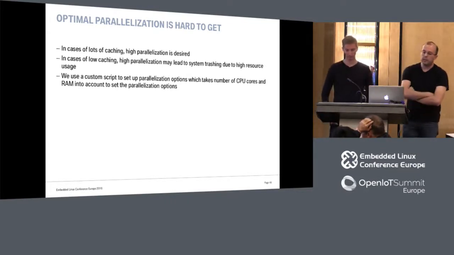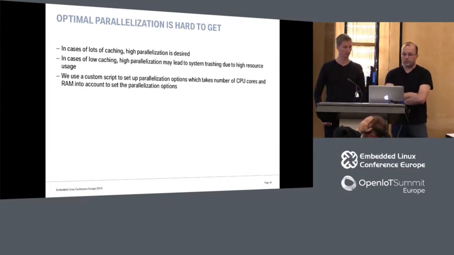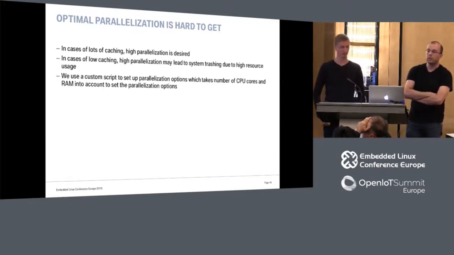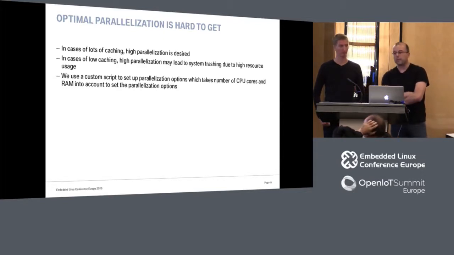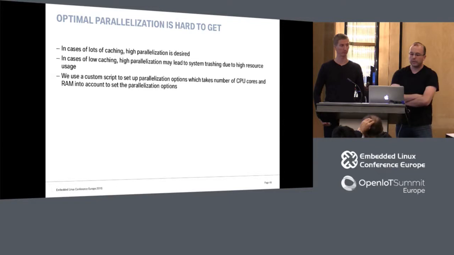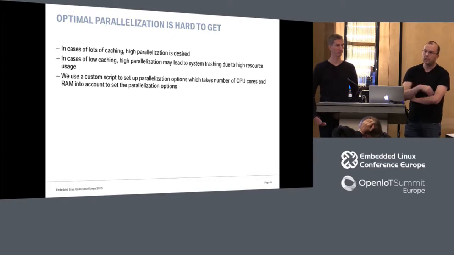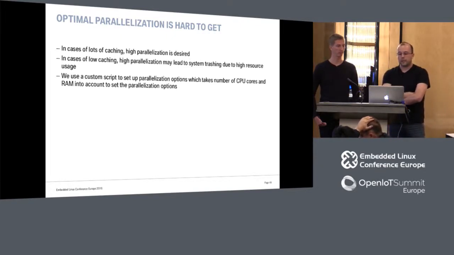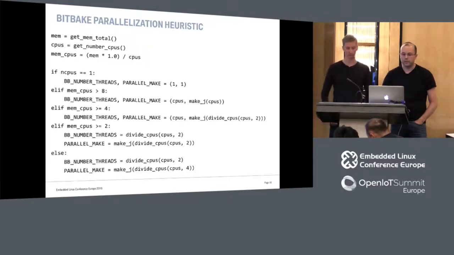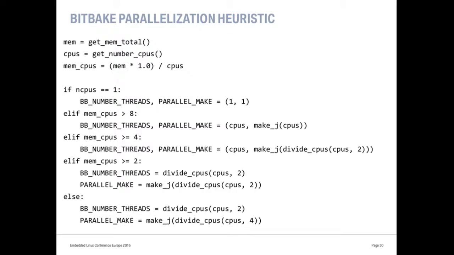And as I mentioned before, optimal parallelization is very hard to get. For example, what we build depends on what's cached. When we have lots of caching, high parallelization is desired. When we have low caching, so we have a lot of compilation, less parallelization is desirable. So what we've done, as we mentioned before, is use a custom script that, instead of using just the number of CPU cores as input, also takes the available memory as input. Here's the basic logic of this script. It will be available for you to take a look in the slides afterwards.